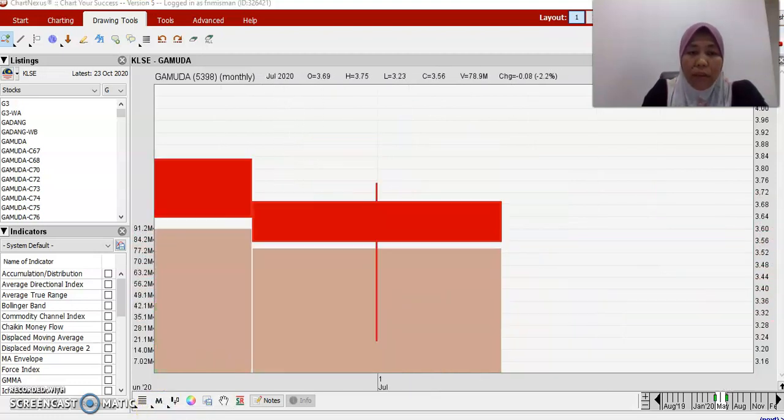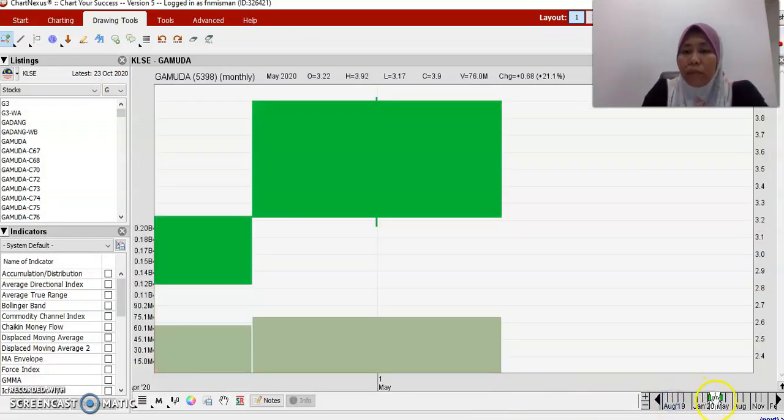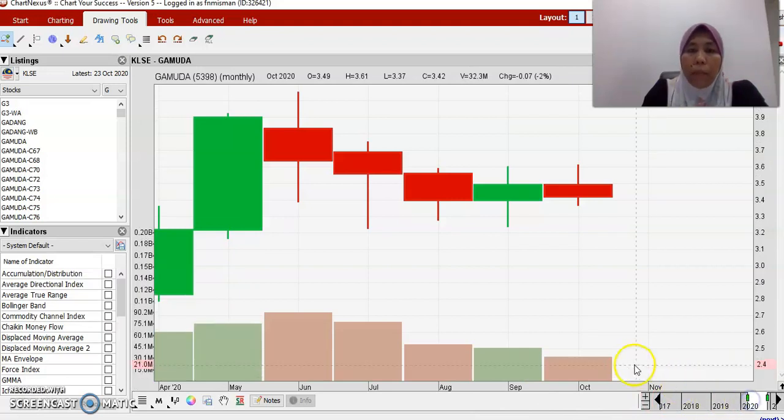Again, we have a monthly chart. The monthly chart reports the monthly movement for a certain stock. For example, I'm choosing this one. It represents the movement in September. This one is the opening price of September, this one the closing price, and the highest and lowest.